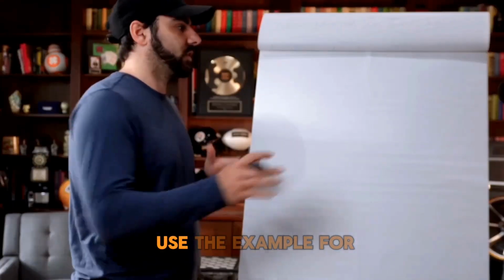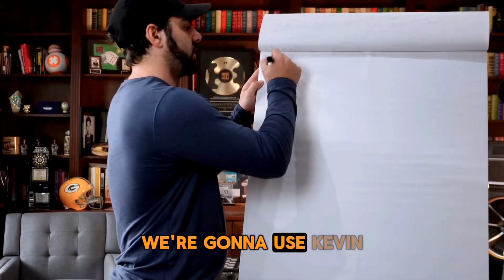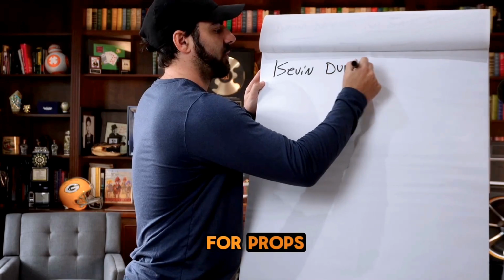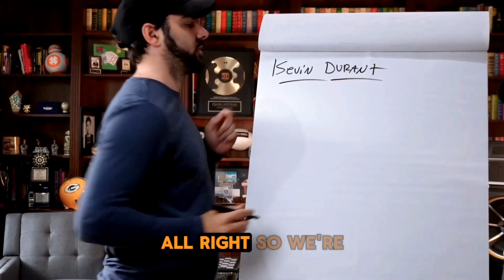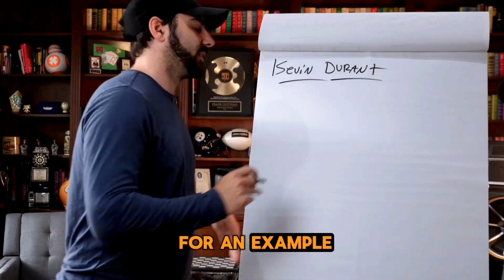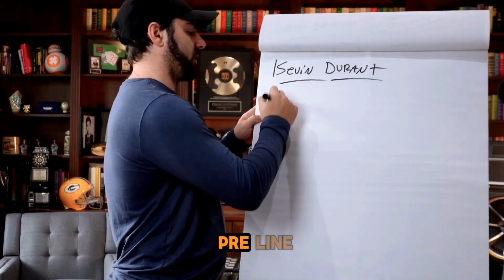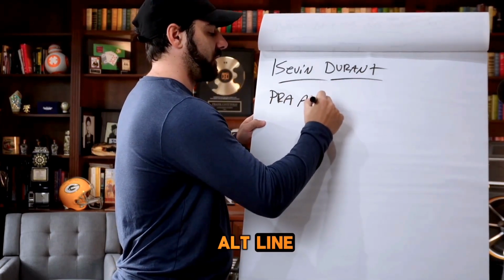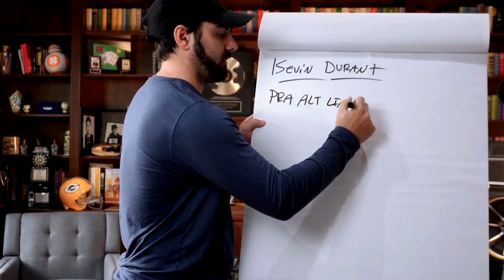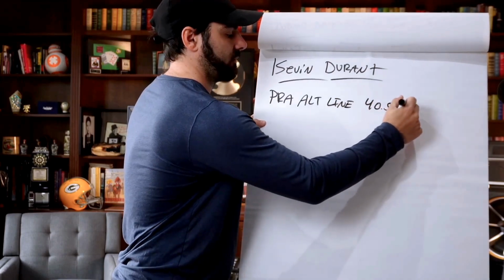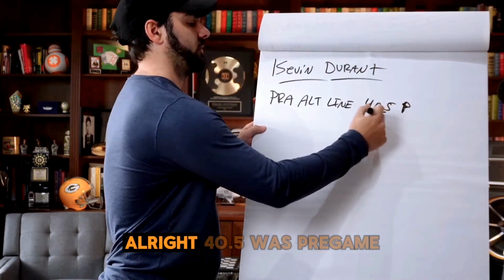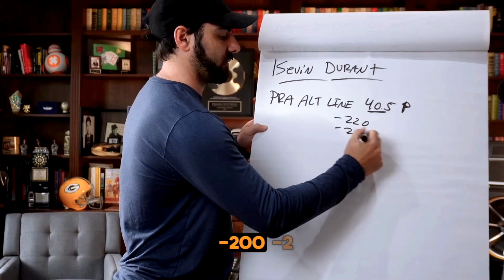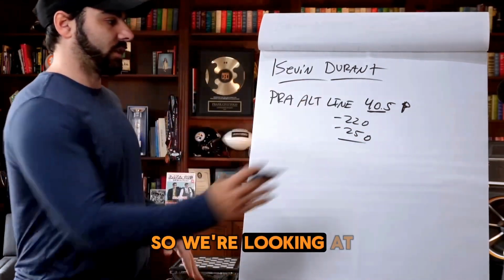All right, so now let's use the example for the unders here. We're going to use Kevin Durant, all right, because he's a favorite for props, because he always likes to screw them up. All right, so we're going to use Kevin Durant for an example. Let's say pregame, his PRA line, the alt line that we use, we're looking at the under here. His PRA alt line was 40.5. All right, 40.5 was pregame. Same type of odds, minus 200 to minus 250. So we're looking at this pregame.